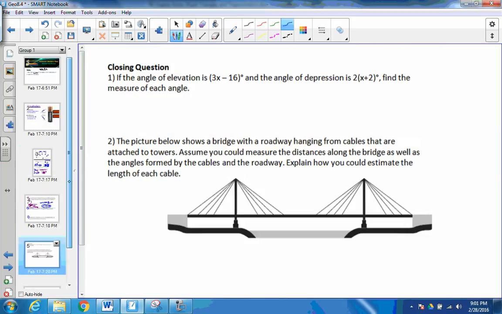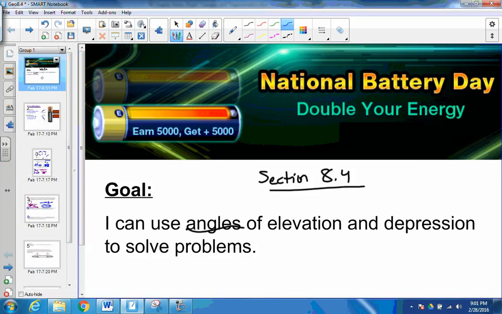All right. Hope you learned something here with angles of elevation and depression. Really being able to just look at a situation and understand what would be the angle of elevation, what's the angle of depression, and figuring out that situation.